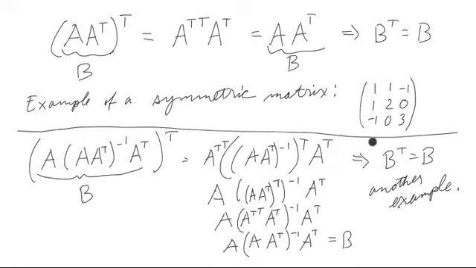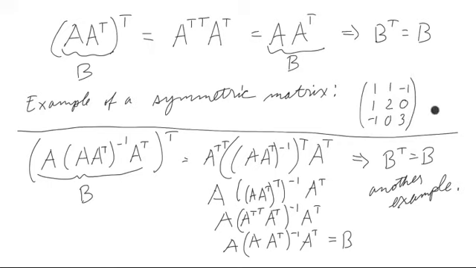Here's an example of a symmetric matrix where the first row is the same as the first column. The second row is the same as the second column. The third row is the same as the third column. And you can see a symmetry across the diagonal like that.